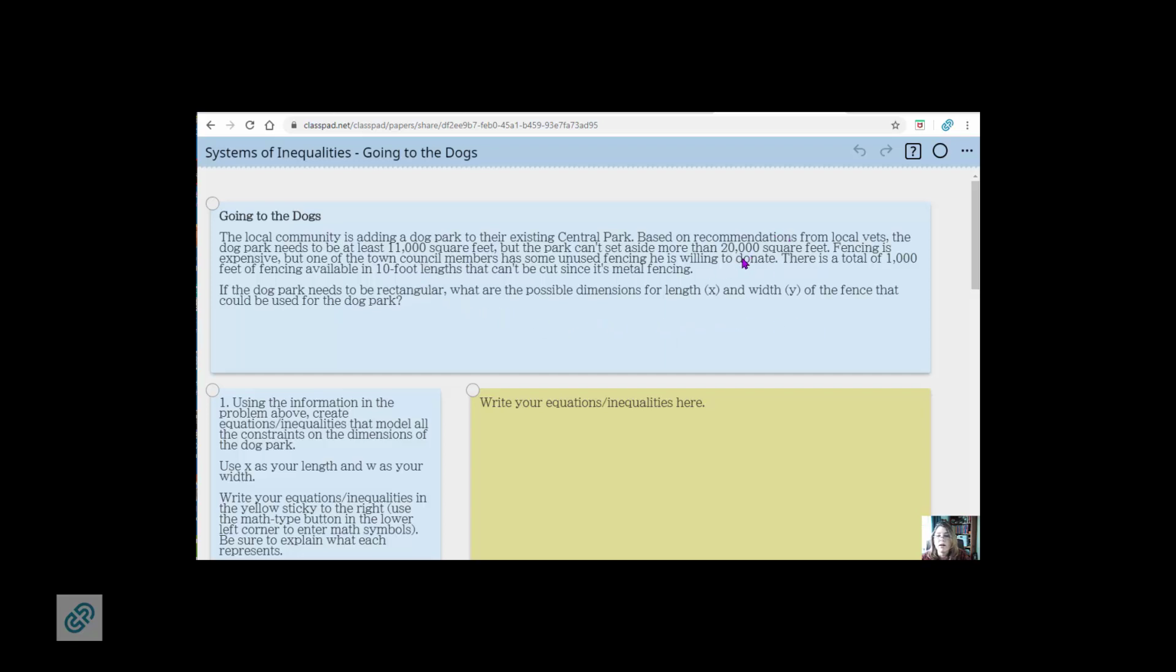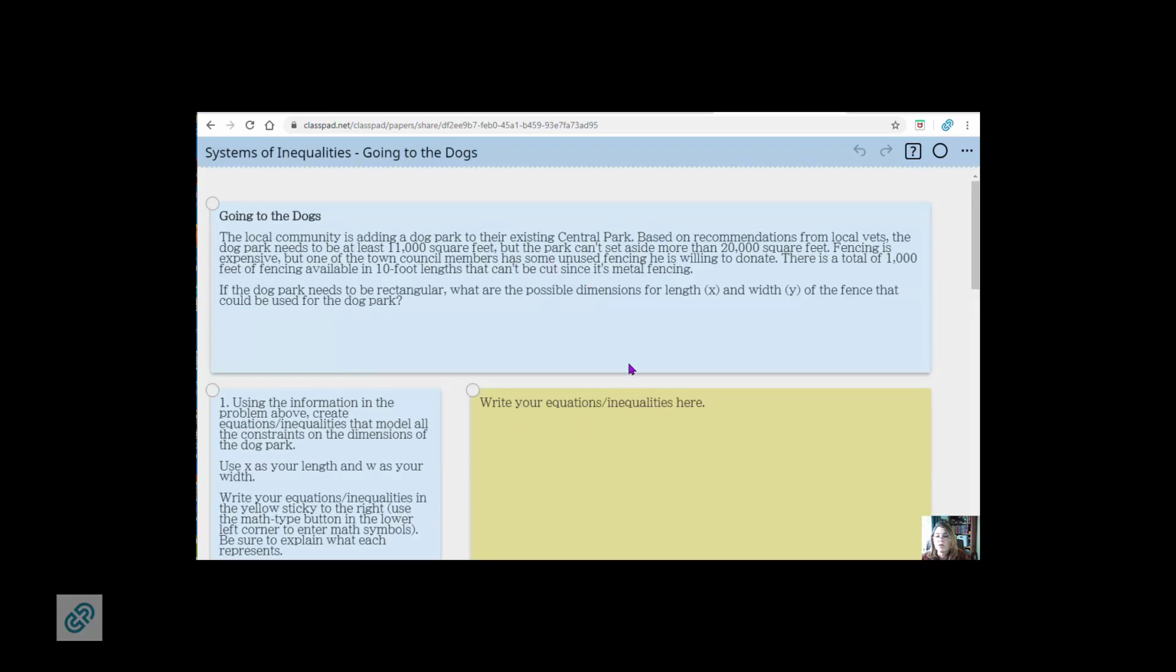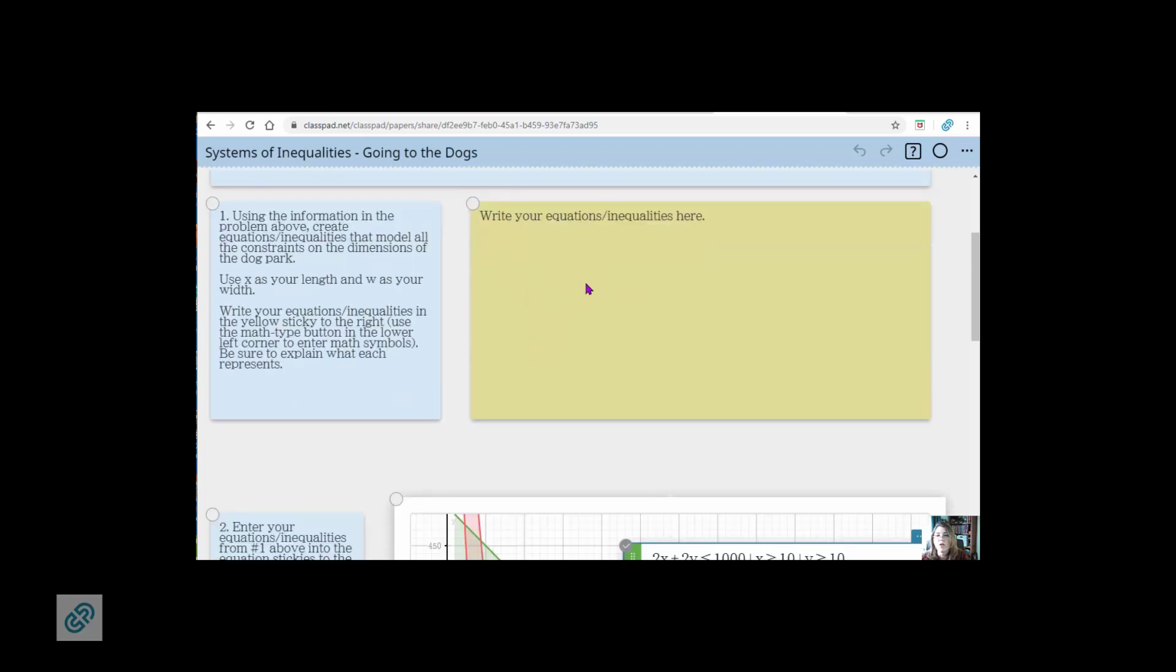And then they have to make sure that the square footage, so x times y, is between 11,000 and 20,000 square feet. That's their kind of parameters. So the first thing they're asked to do is write some inequalities that model the situation. And I'm not going to do that here.